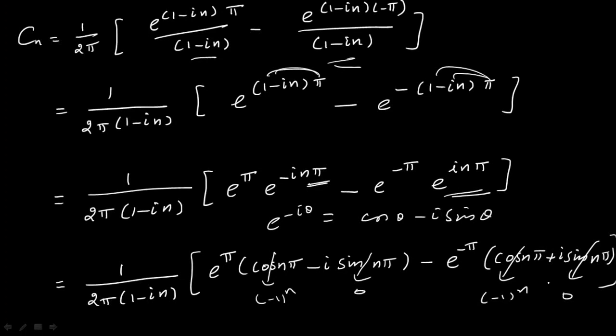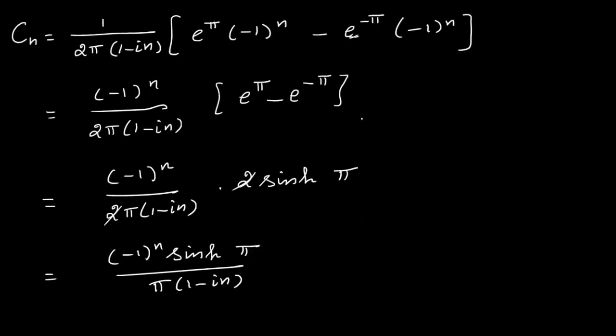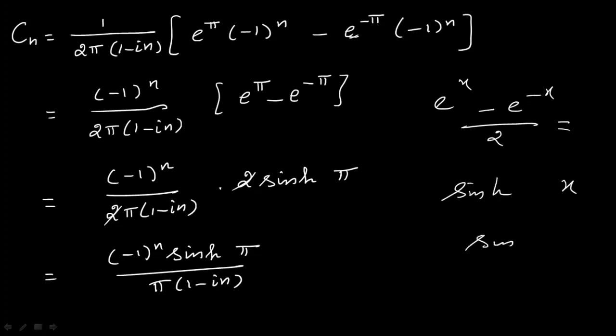Okay, that's all. So here you have (-1)^n as a common term, take it outside. You know (e^x - e^-x)/2 is equal to sinh, the hyperbolic sine. Okay, sinh, not sine of hx. That is a circular function. Hyperbolic sine of x is like that. If you replace this by e^π - e^-π, it is nothing but 2 sinh π. That's all. This gives you the Cn value.